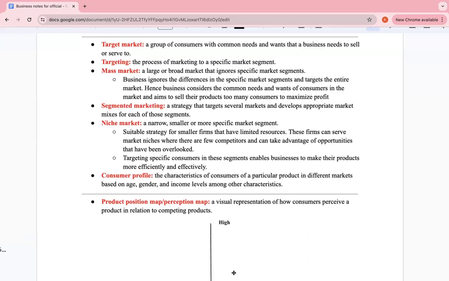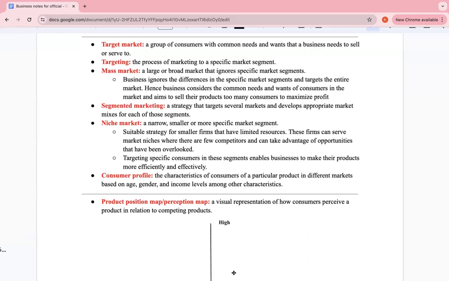Mass market. So what's a mass market? The mass market is a large or broad market that ignores specific market segments. And this is usually, if you want to think of it, in food, because when it comes to food, everyone wants to eat at the end of the day. So if a brand, let's say, you have Barilla or the Checo, these two brands are producing pastas, let's say, raw pastas that are supposed to be boiled.